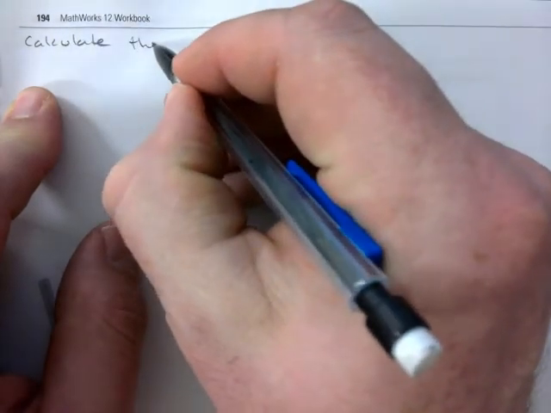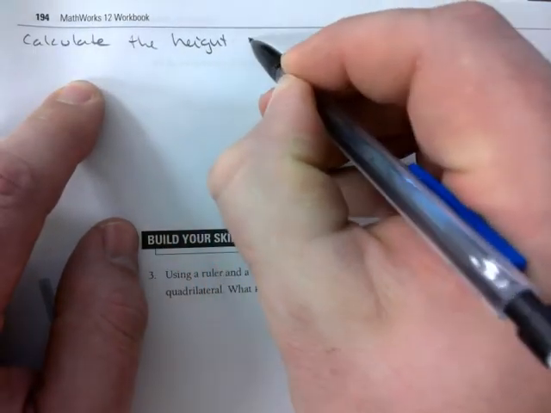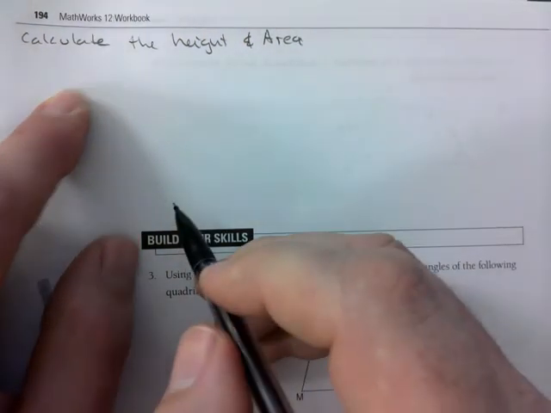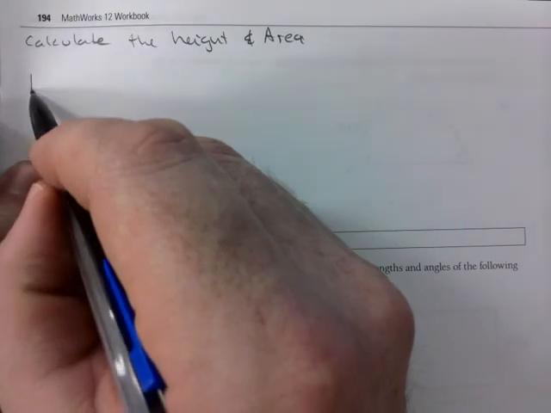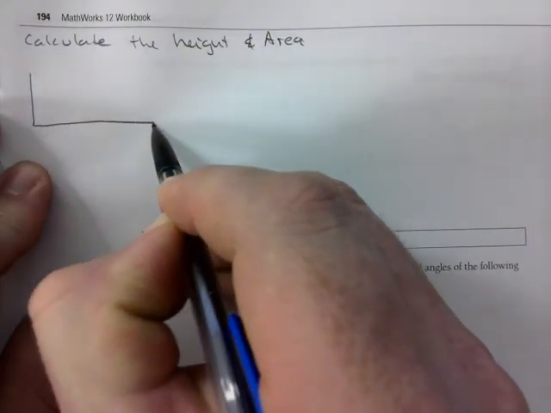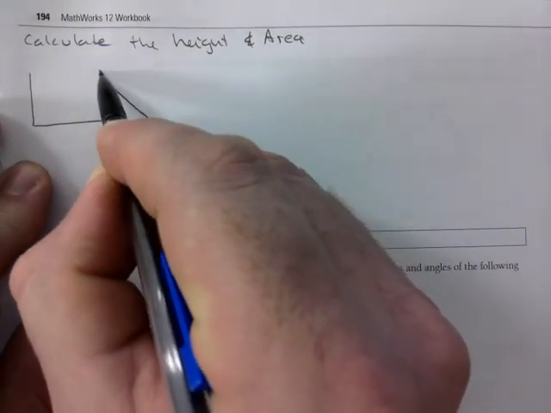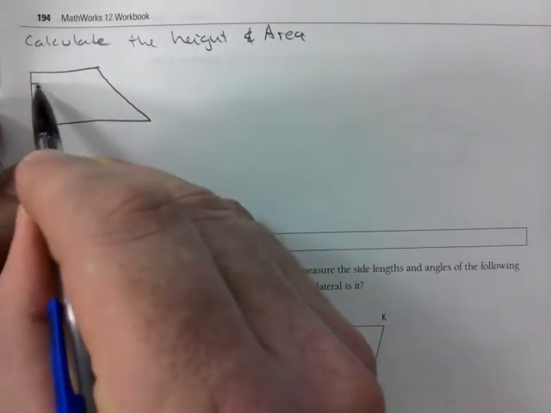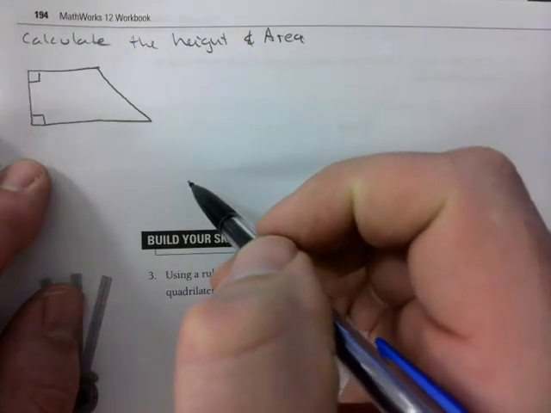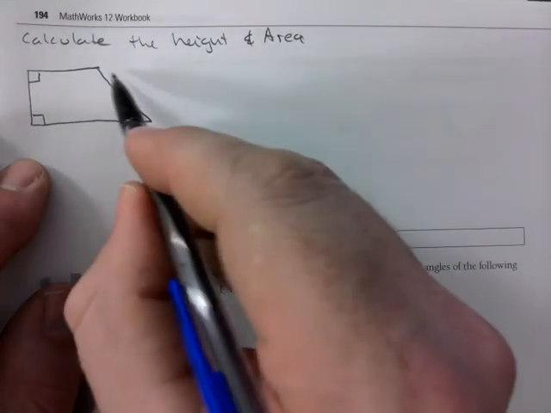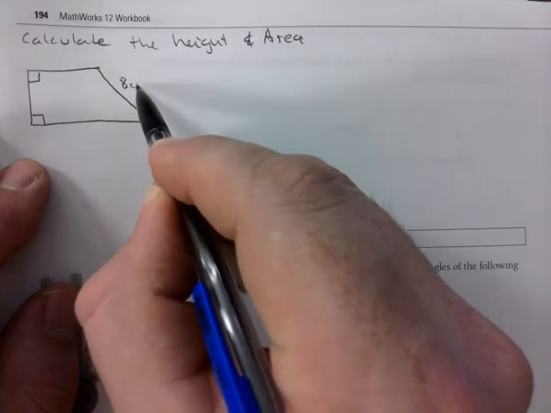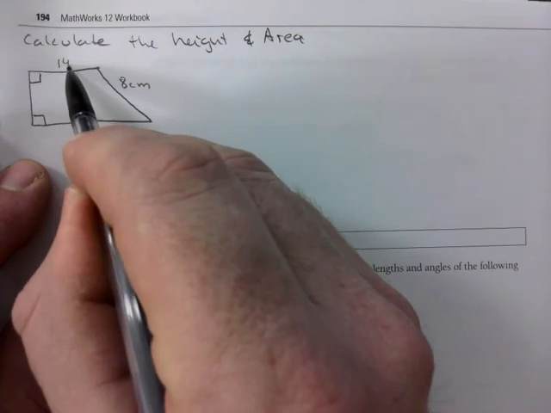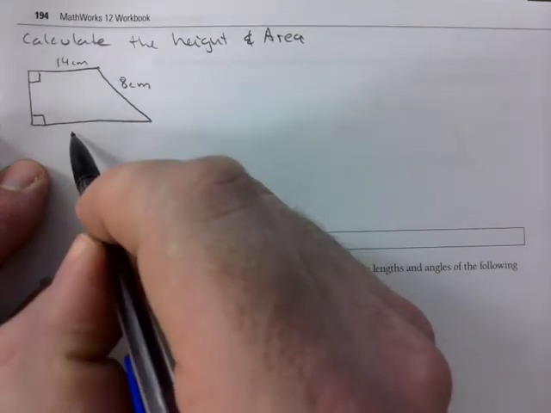Calculate the height and area. So we'll just make it a 2-in-1 question right there, and then copy this down. This is a right trapezoid, where this is 8 centimeters. The top is 14. The bottom is 20.